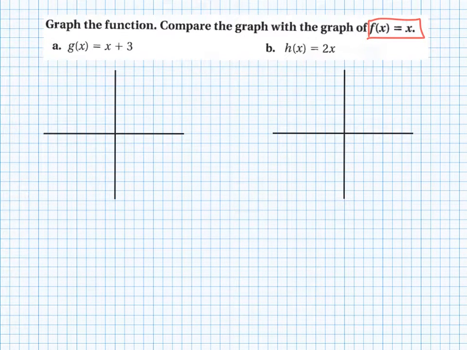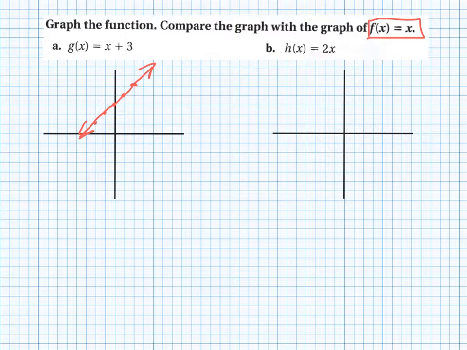So let's graph these. I know my y-intercept here is 3. G of x equals x plus 3. I'm going to start at 3. And my slope is 1. So we're going to go up 1 to the right 1, up 1 to the right 1. We also go down 1 to the left, down 1 to the left, right? We got a nice straight line. I'm going to try to draw it straight. Not the worst I've ever done.